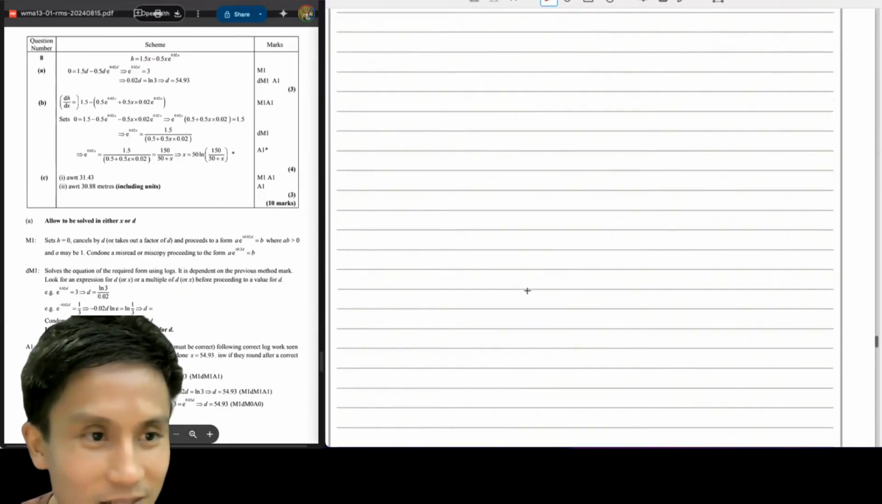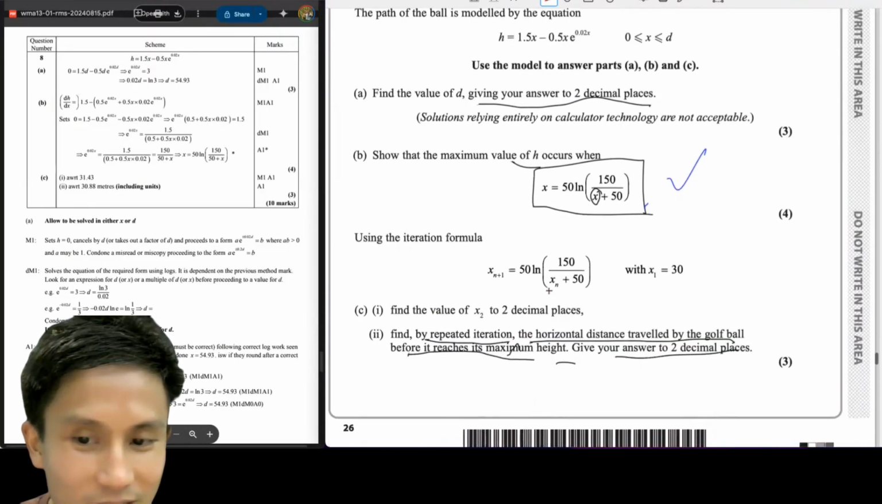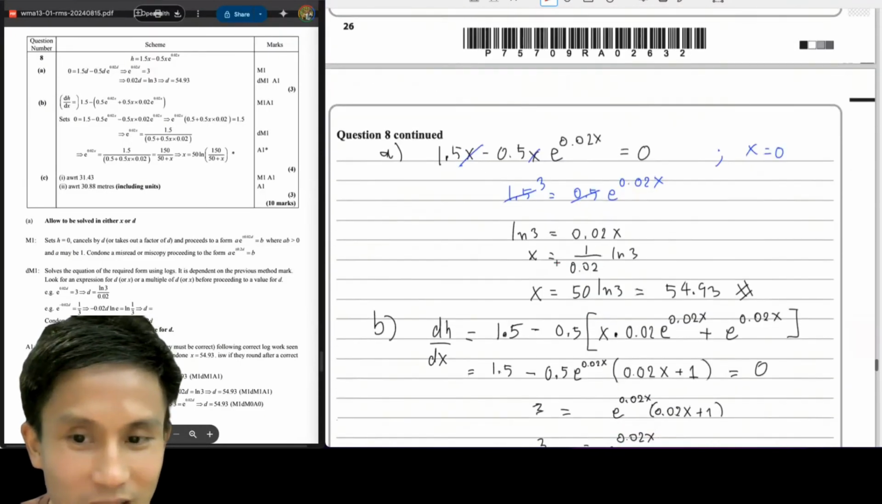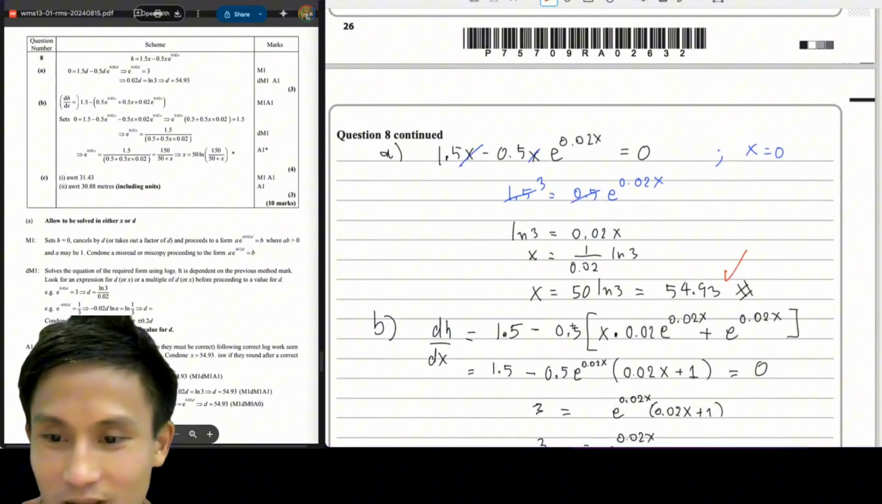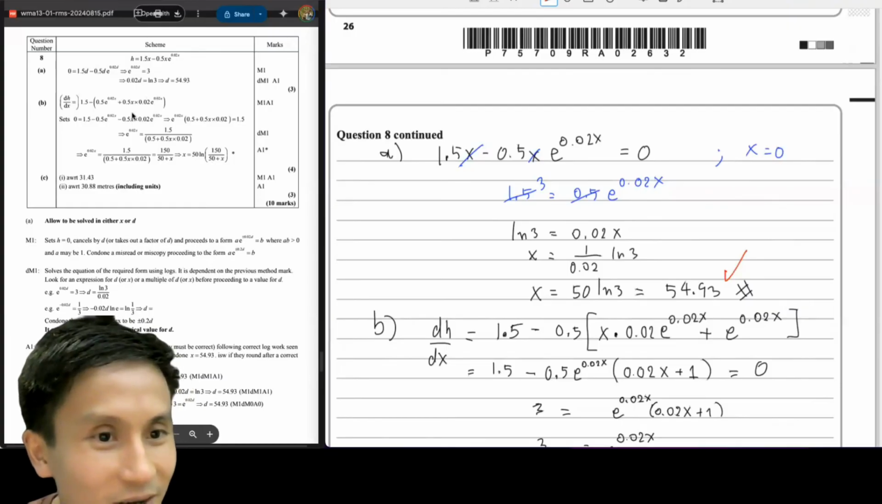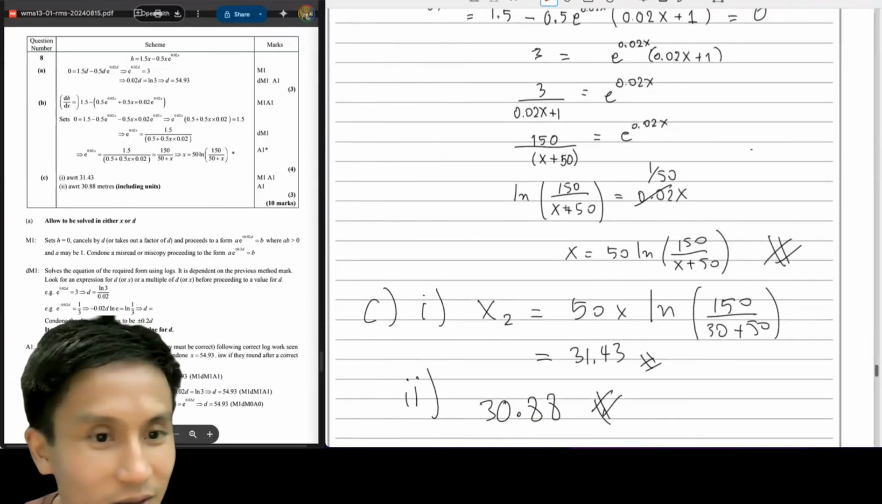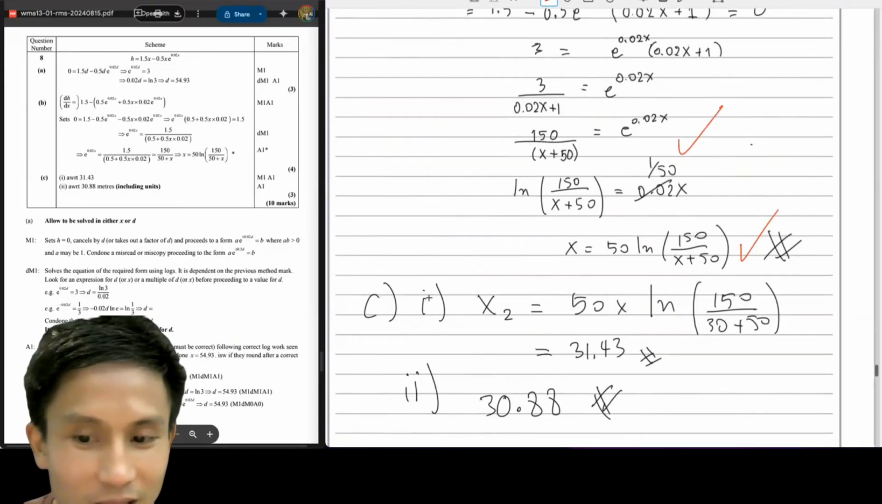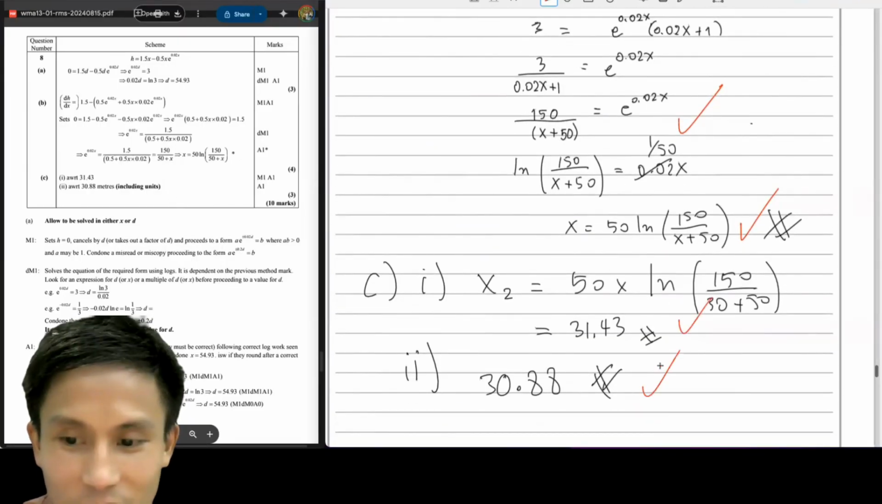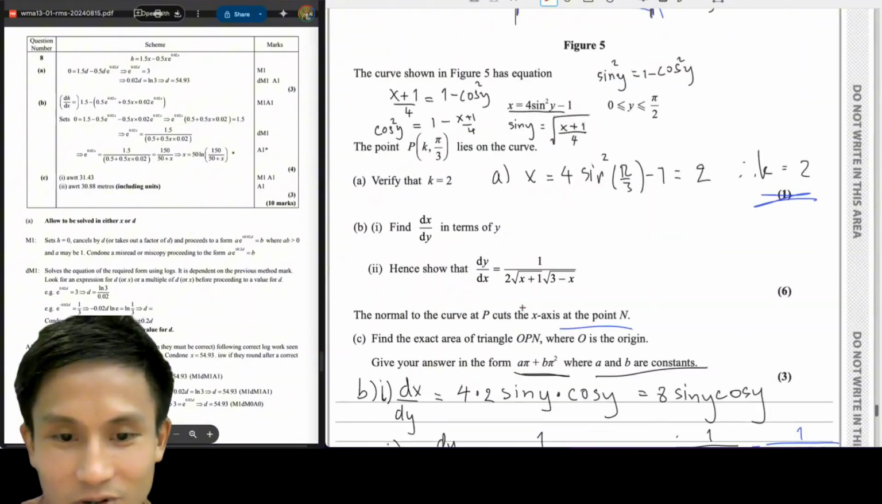Number 8. Almost the last one now. A. Oops. Oh, no, not oops. That's right. And then B. Yep, I can prove that. And then that one is that. That's all fine.